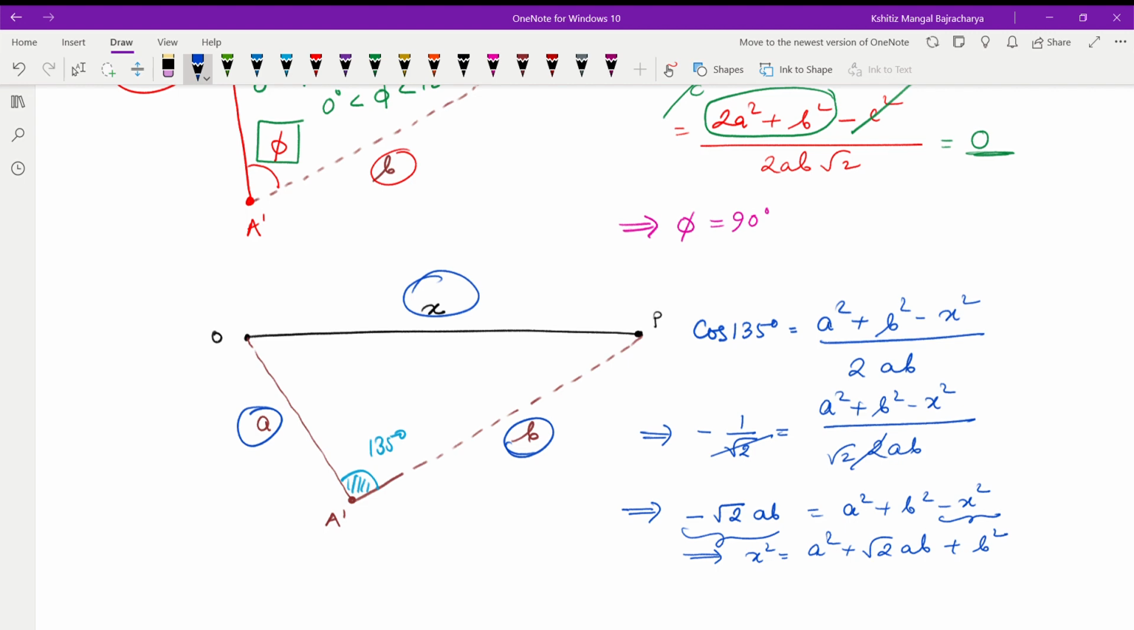Alright, now this was what we were supposed to show, and we did it. So the solution is complete.